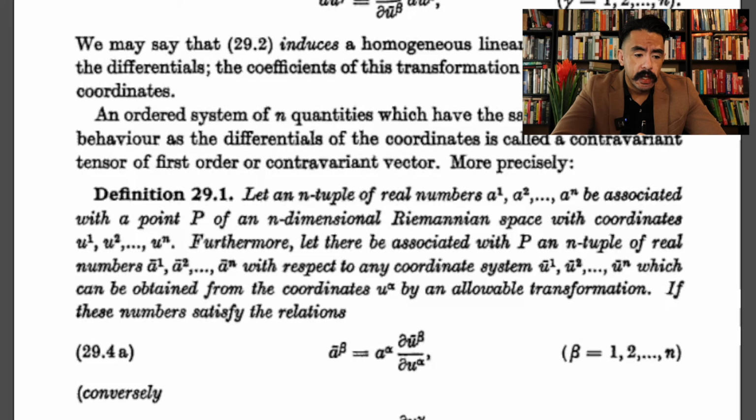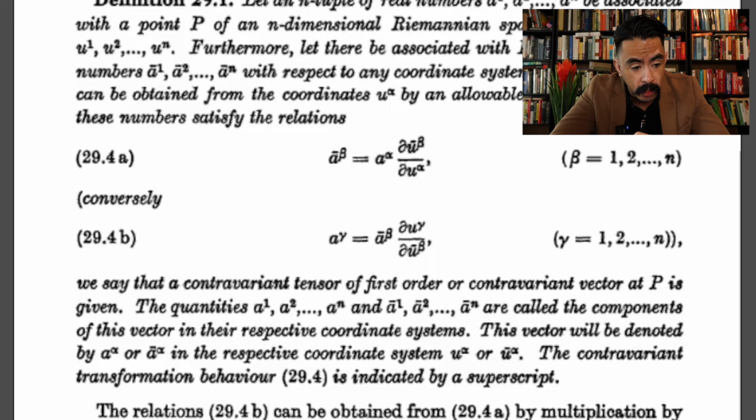transformation. If these numbers satisfy the relations ā^β = a^α ∂ū^β/∂u^α, where β is 1 through n, conversely a^γ = ā^β ∂u^γ/∂ū^β, where γ is equal to 1 through n, we say that a contravariant tensor of first order or contravariant vector at P is given.